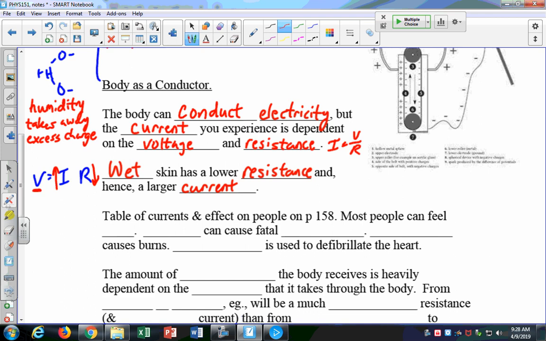There's a table of currents and their effects on people, sort of how it feels. It's in your book. You don't need to know the numbers, but just for your reference, most people can feel 1 milliamp, 100 milliamps can cause fatal defibrillation. Like the heart stops working with just 100 milliamps. And if you have 300 milliamps, that causes burns.